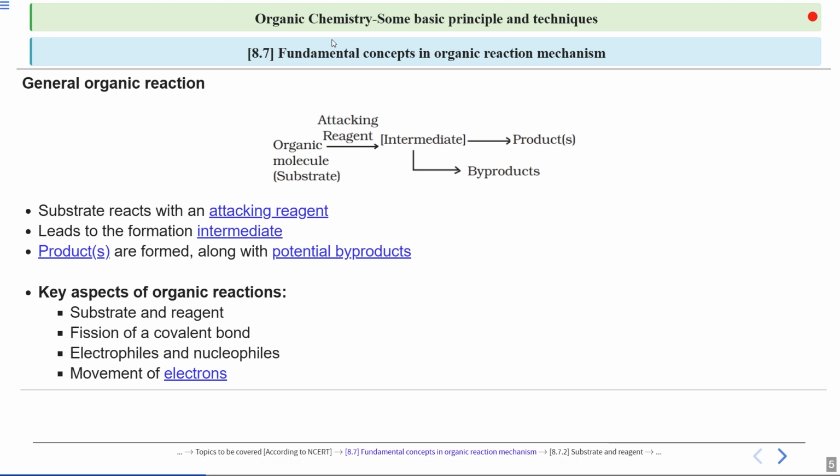Then, if you are breaking a bond and your nucleophile and electrophile are reacting while this bond is breaking, you must know what the movement of electrons is. How is the electron moving during the fission of the bond? To which atom is the electron going more, or is it going symmetrically or unsymmetrically? Those things are important to understand.